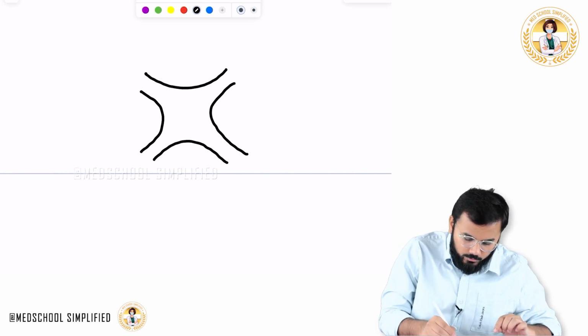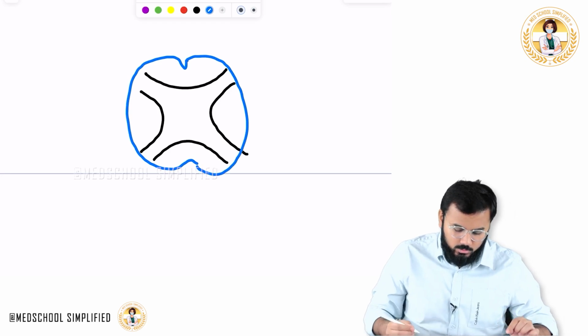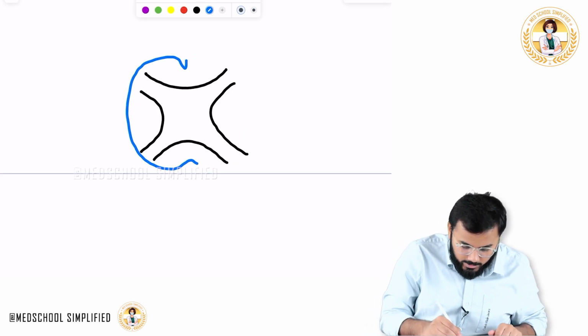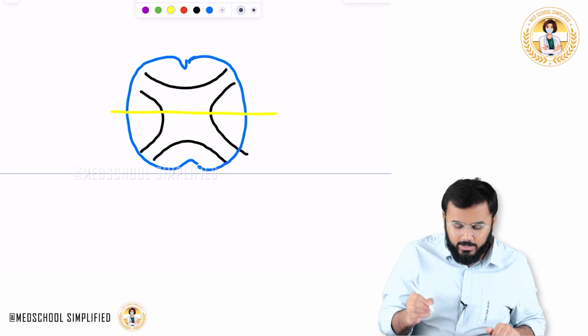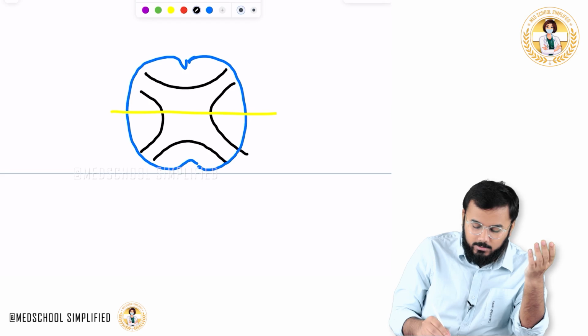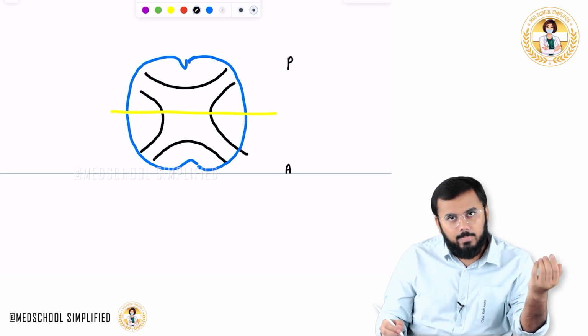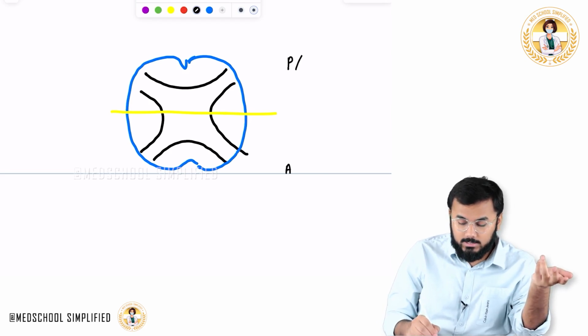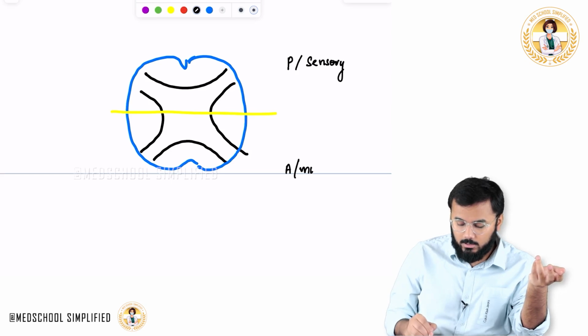All of you know very well that the spinal cord is divided into two important parts. I will imaginarily divide the spinal cord into two halves, like this. The upper part is called the posterior part, and the lower part is called the anterior part. The posterior part is also called the sensory part, and the anterior part is also called the motor part.